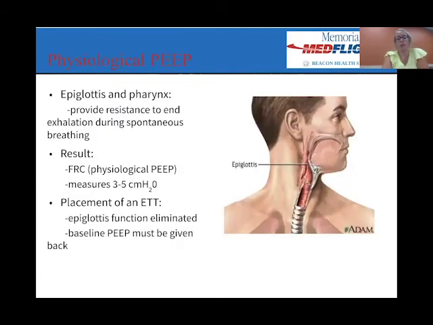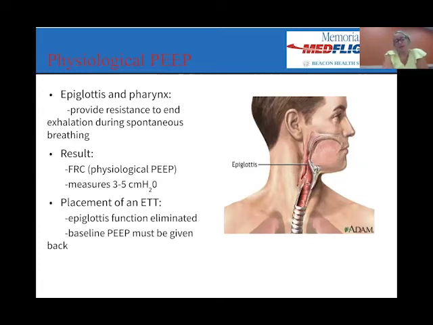Physiologic PEEP. Everybody's body has physiologic PEEP. It's made up with your epiglottis and your pharynx. Physiologic PEEP basically is what helps keep your alveoli open. If your body had to start over from scratch every single time, there would be some delay in the oxygen exchange that happens in the alveoli. So your body creates normal PEEP, and it's about 3 centimeters.